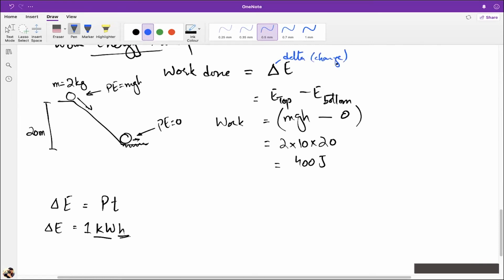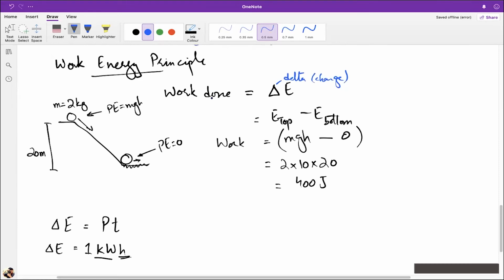Sir, can't we write force multiplied by distance? Work done is force multiplied by distance. That is the definition of work done. But sometimes it's difficult to find the force or the displacement that a body has traveled. So we usually depend on the work energy principle. The work energy principle says that the change in energy, whatever energy you change, is equal to the work done on the body. So that is what the work energy principle is.